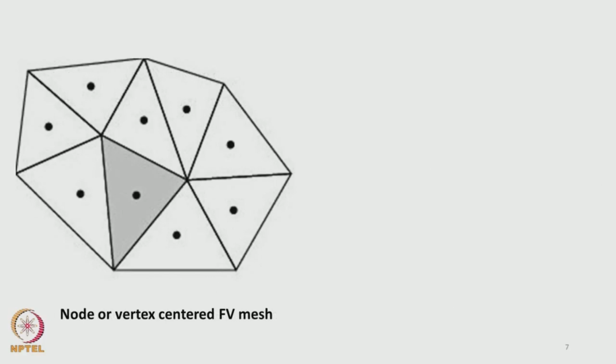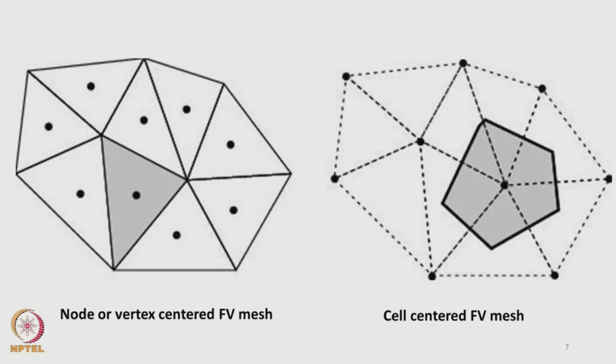So, if I put both these mesh arrangements together, this is a node or vertex centered finite volume mesh and this is a cell centered finite volume mesh. By now, you should be able to appreciate the difference between these two types of mesh. In this the vertex is the center of the volume and in this the cell is the center of the volume.